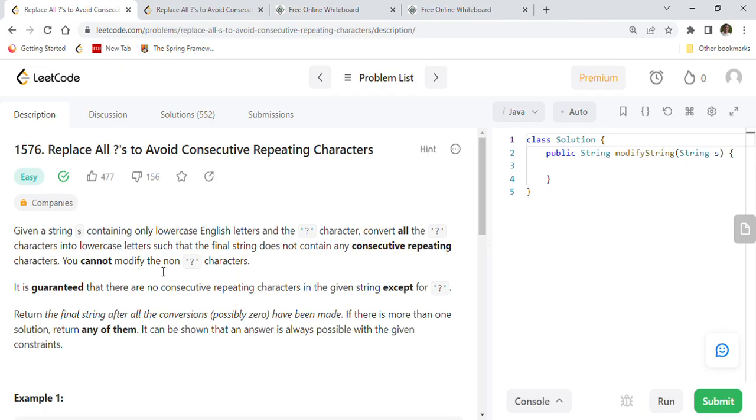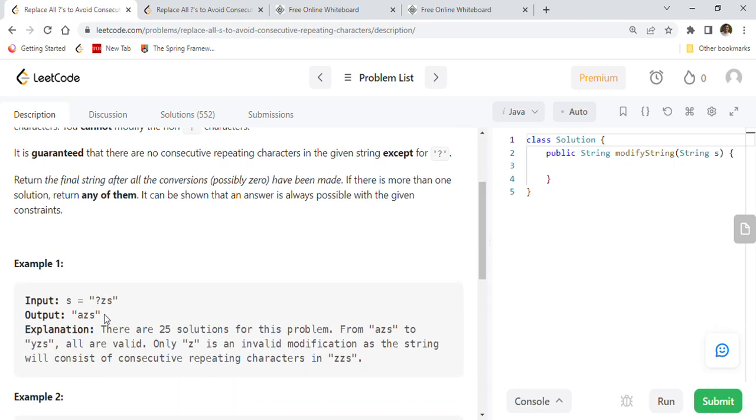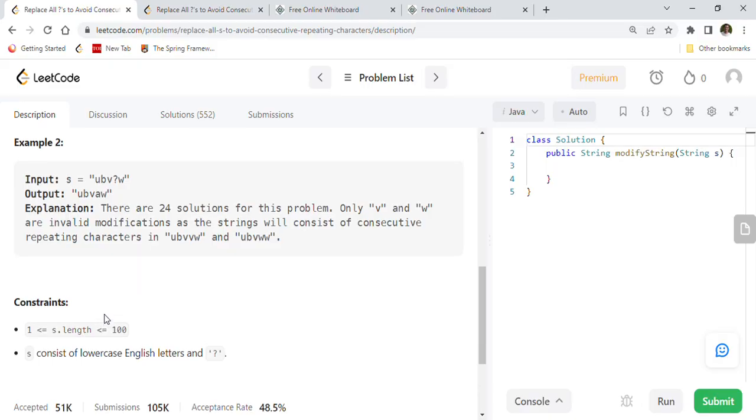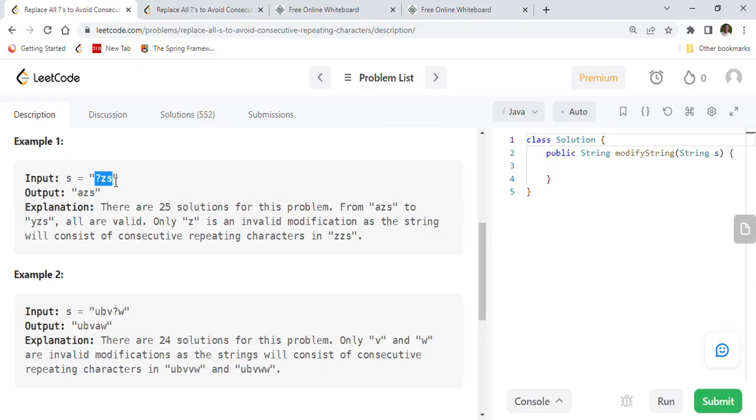Okay, so this is what the problem says. So we'll go through some examples. Constraint says that the s dot length is between 1 to 100. So maximum length of the given string is 100 characters long, and it contains lowercase English letters and question marks. So let's take a look at this example. So question mark Z and S. So you can put A there, right? And it will become AZS. So you can put B also. So there are other possibilities, right?